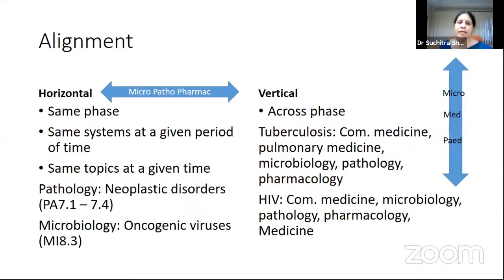The second step about alignment would be taking the topics similarly in the same block. For example, in our system, we are trying to have the neoplastic disorders taken by pathology towards the end of the first 12 weeks, and so we are thinking of finishing the oncogenic viruses at that particular time. That would be the horizontal integration of one topic.